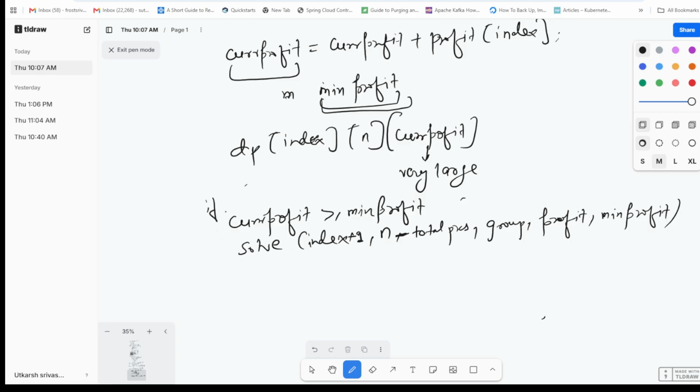So this is one thing that we can do in our previous code, just for the DP. If we take current profit as a state, then the DP memory will be very, very large, which is not optimized. And we totally do not need this current profit anywhere. We just need to know whether current profit crosses the min profit or not. That's it, so we can use min profit only. So our DP will be something like this: index, n, and min profit.